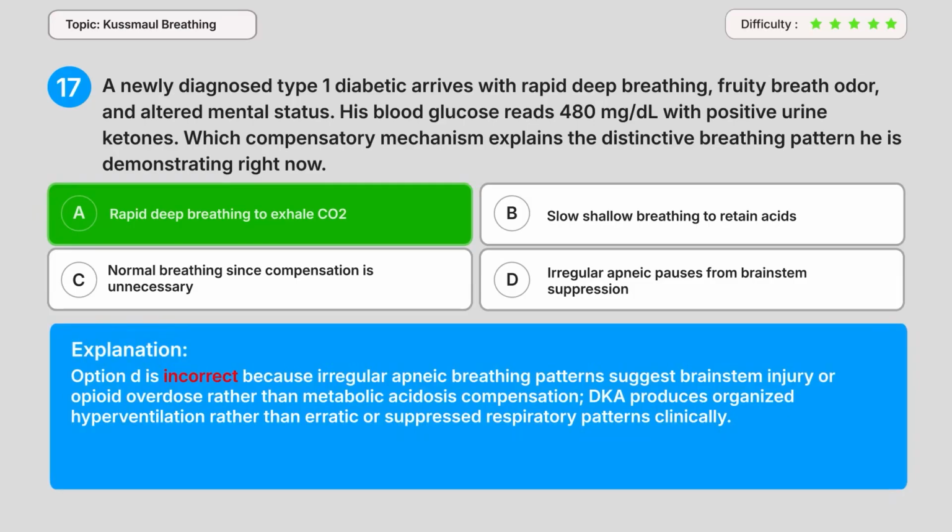Option D is incorrect because irregular apneic breathing patterns suggest brainstem injury or opioid overdose rather than metabolic acidosis compensation. DKA produces organized hyperventilation rather than erratic or suppressed respiratory patterns clinically.